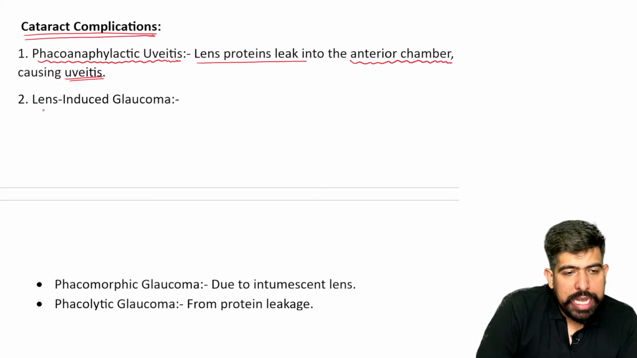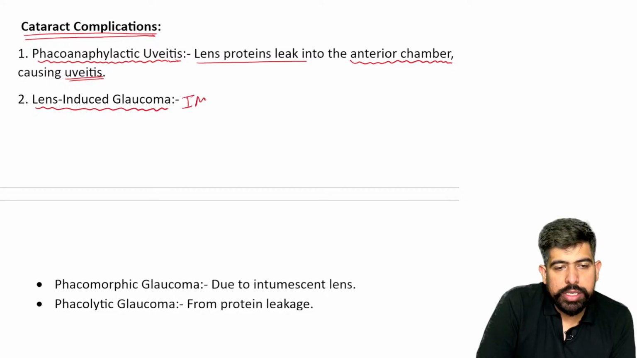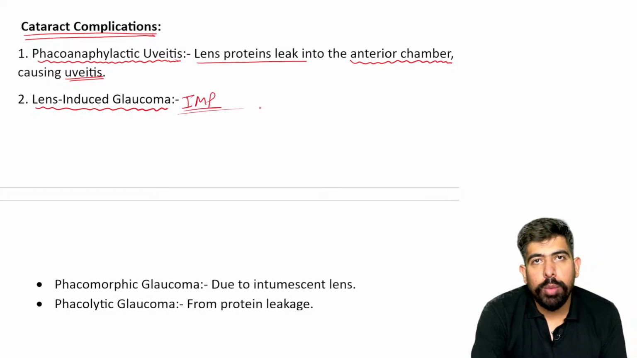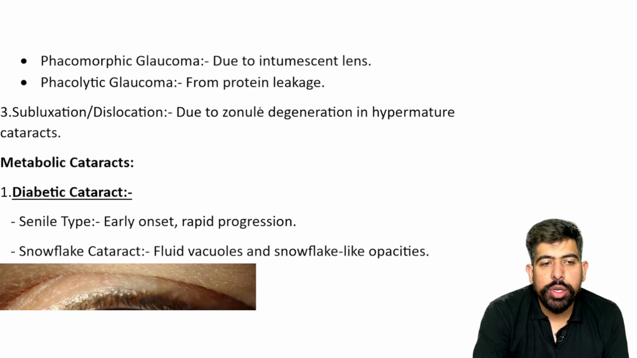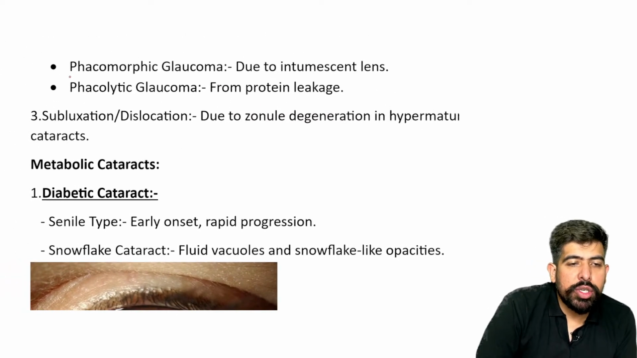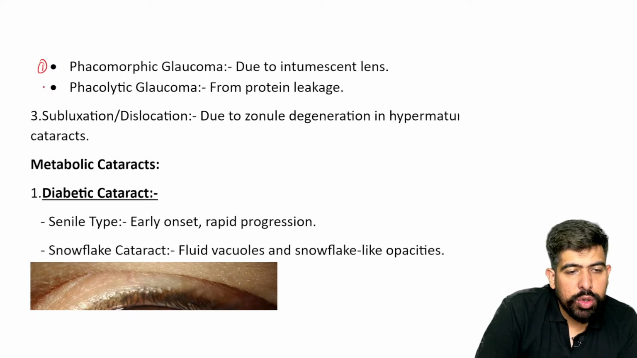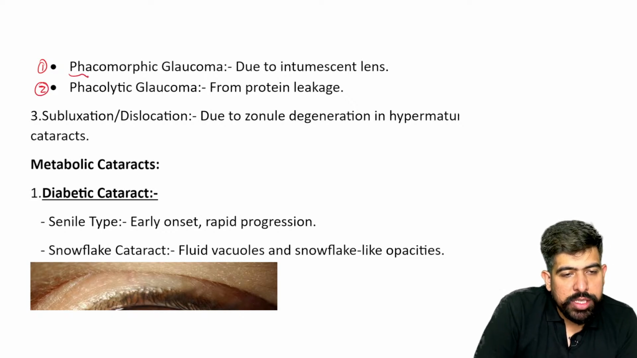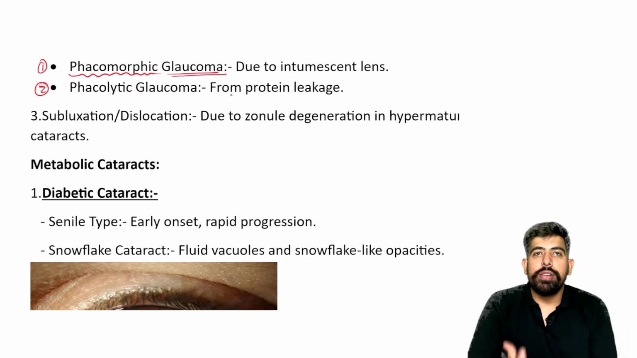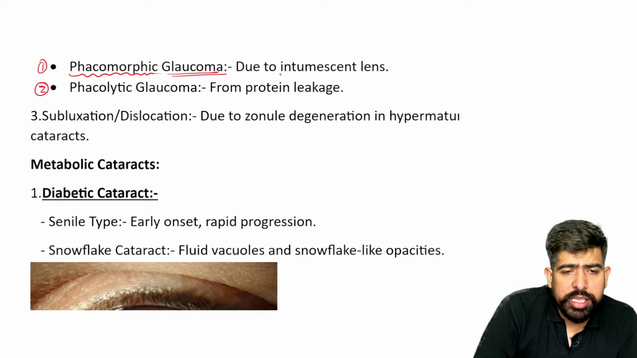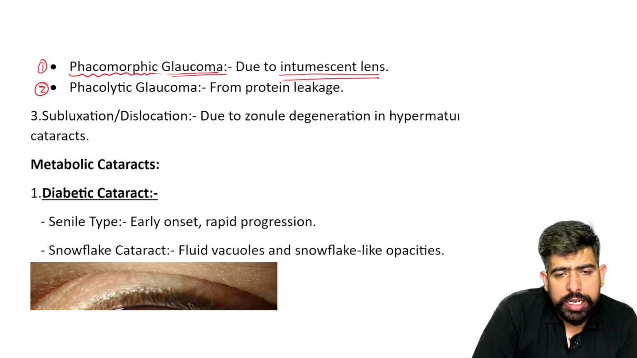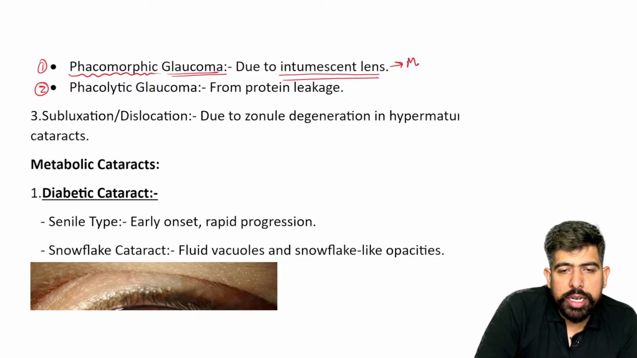And the next we have lens induced glaucoma, which is important, right? We will talk about glaucoma in the later part, and then I will tell you why this causes it. But please remember, there are two types of glaucoma that can be caused by the cataract. The first is phacomorphic glaucoma, due to the swelling of the cataract. And please remember that it is always caused by an intumescent cataract, which means the mature cataract.